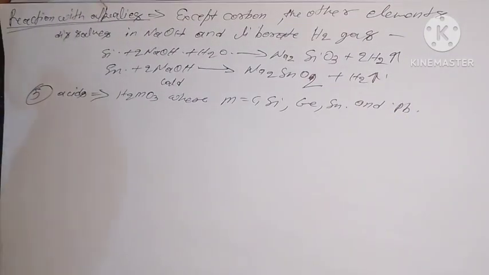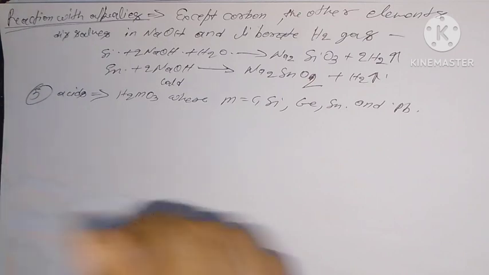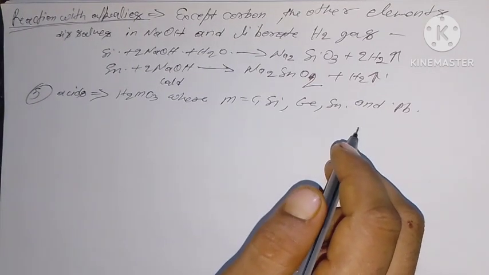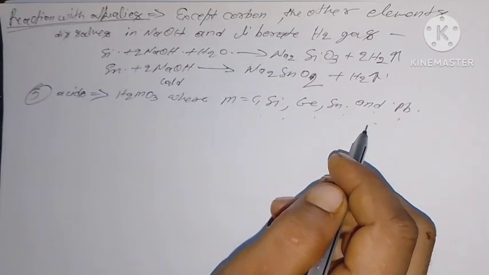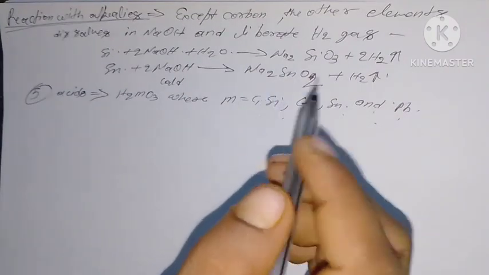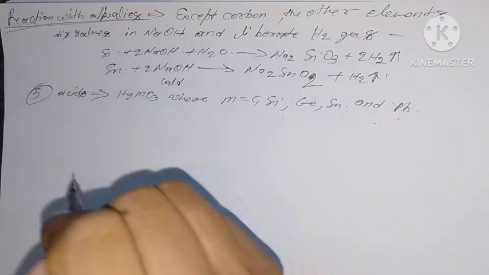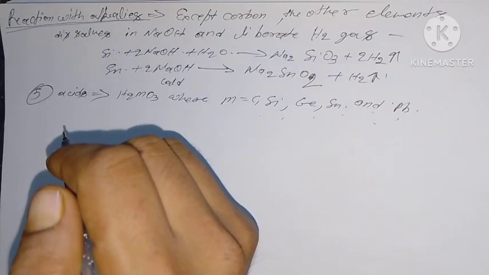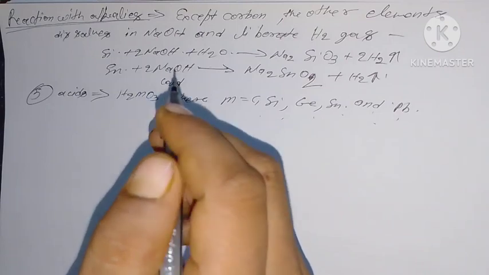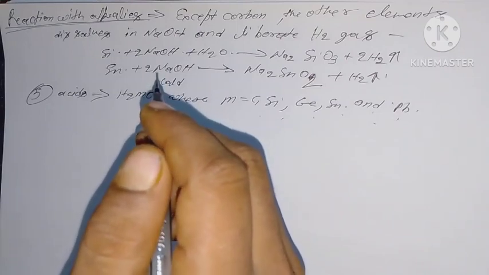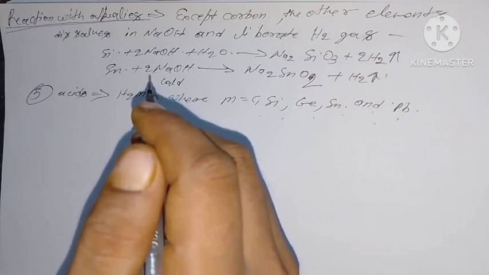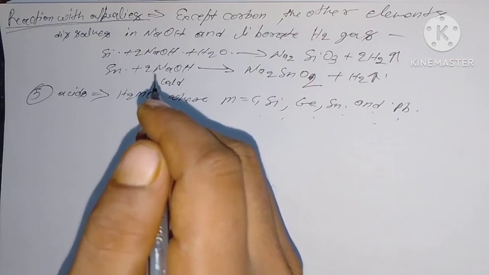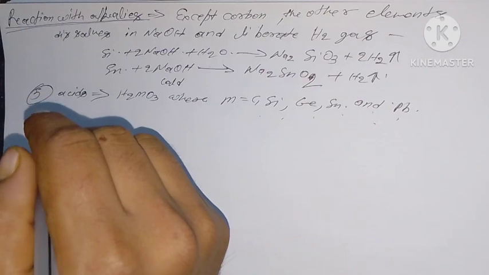That is carbon, silicon, germanium, tin and lead. And the sodium salts of these acids are stable. Carbonic acid H2CO3, silicic acid H2SiO3, metastannic acid H2SnO3, and metaplumbic acid H2PbO3.